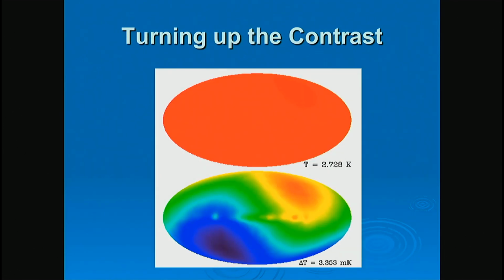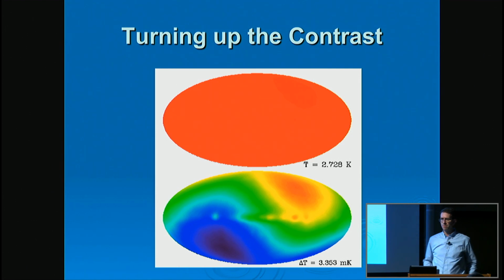Well, when you turn up the contrast, if you take that picture and try to focus in on tiny details, instead of looking at 3-degree black body differences, you're now looking at 3 millikelvin, so 3 parts in 1,000 variations in this map. And now you start to see some behavior. You see that one part of the sky is a part in 1,000 hotter than the other part of the sky, than the other direction.